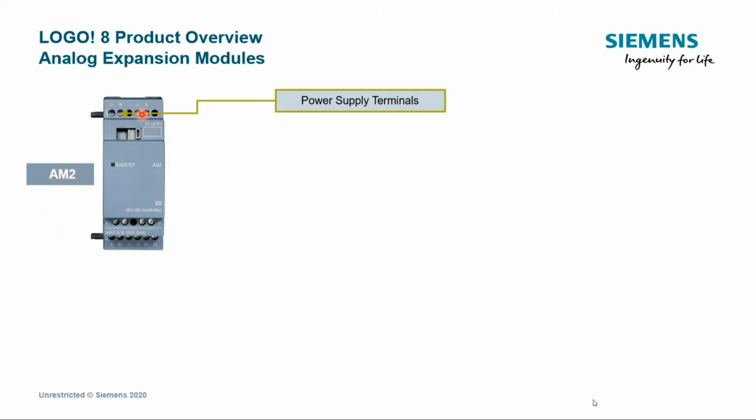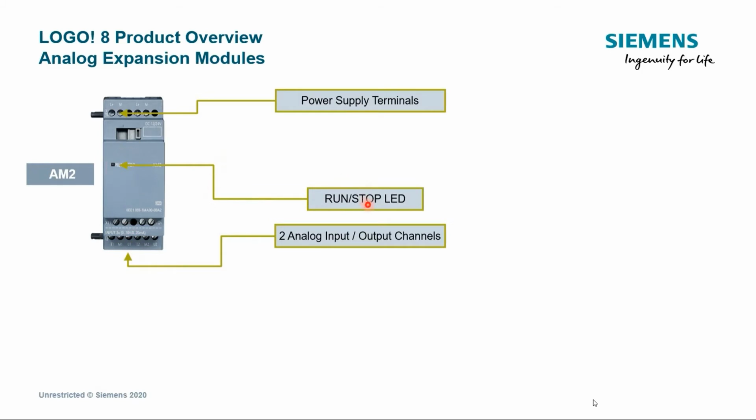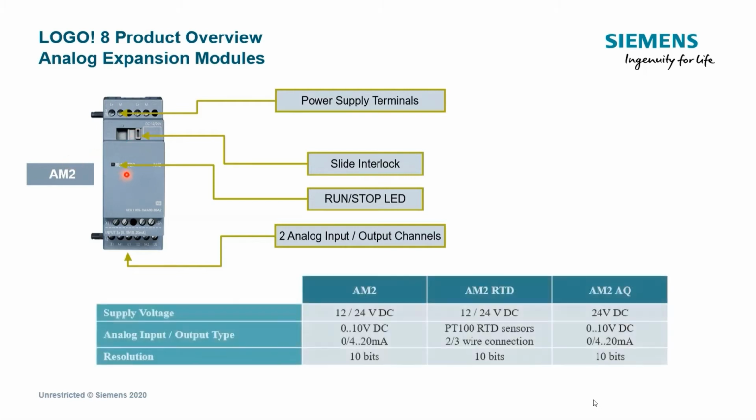And just like before, just slightly different, power supply is always there, so you must supply each module independently. But the input or output channels are always at the bottom here for analog. And of course we have the run stop LED, and again, just like before, the slide interlock to connect the module to the left. And regarding analogs, you can see that these are the three different modules that we have.